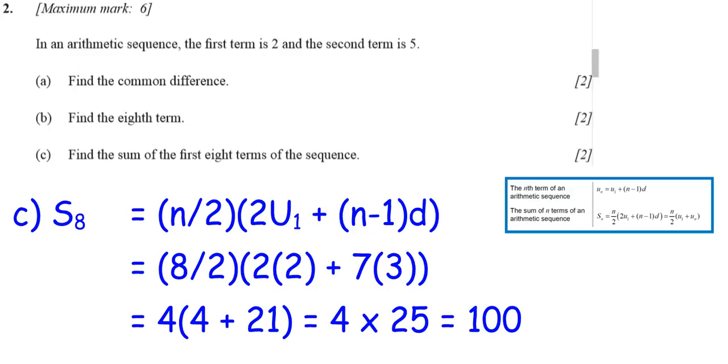Again, just remember that if you have a question that relates to something that's on the formula booklet, grab the formula booklet before you start to help you along with the question.